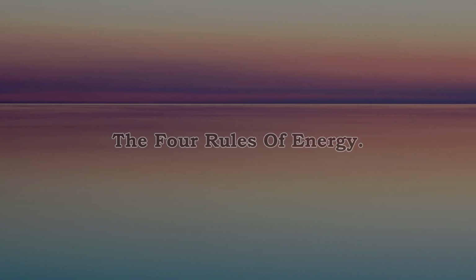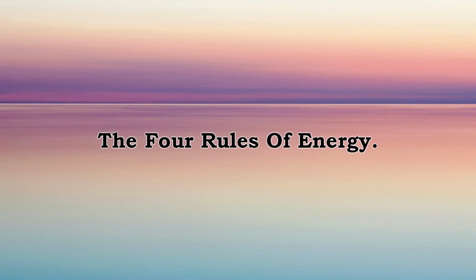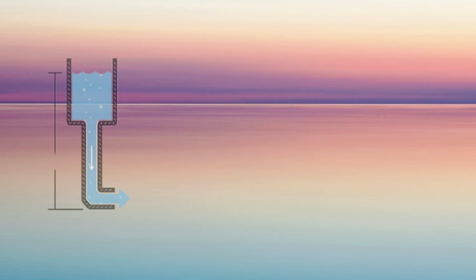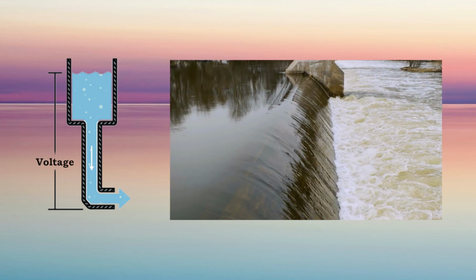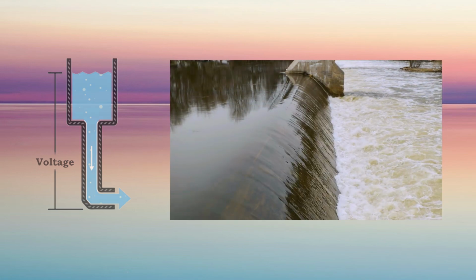There are four basic rules that energy always follows. Every circuit needs a power source. The amount of potential energy that flows from the power source is measured as voltage. Energy has one purpose: to get from one area to another. Because it naturally wants to do this, we can put it to work.